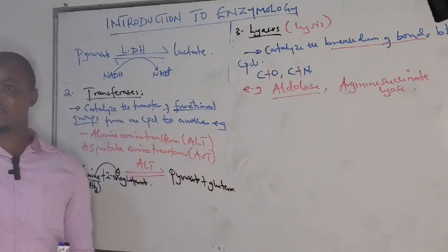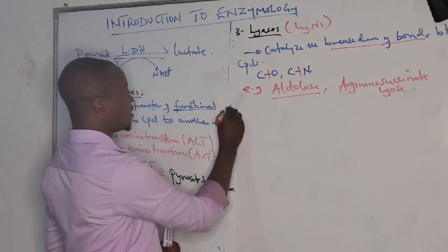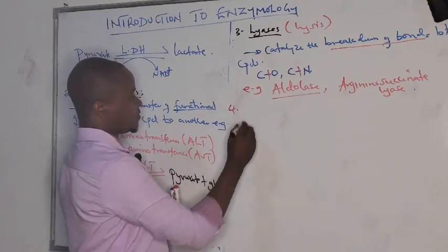And I told you, in each class, endeavor to give always at least 2 examples, at least in an exam. Class number 4, we can look at hydrolases.